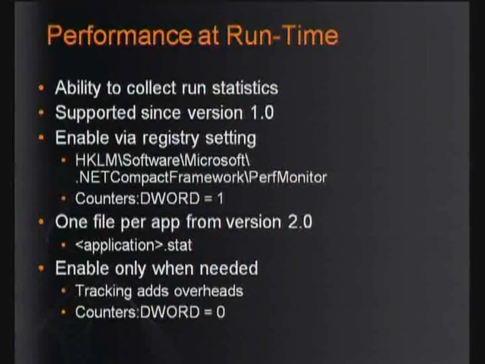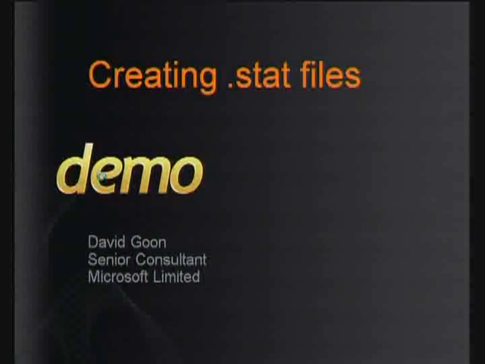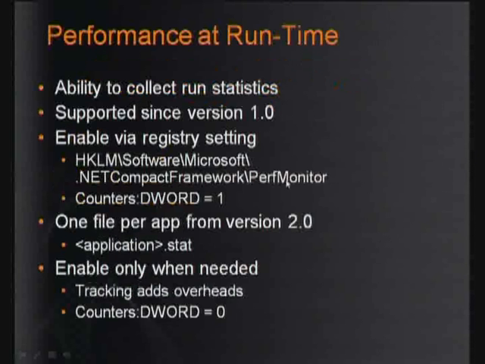So since version 1.0 of the Compact Framework, you can enable performance counters, and they've added more and more counters as each version progressed. And you can enable these counters to collect a log file that will display a lot of information to you. To enable the log file, you need to set a registry setting in HKEY local machine over here called perf monitor. You set the value counters equal to 1 to enable this.